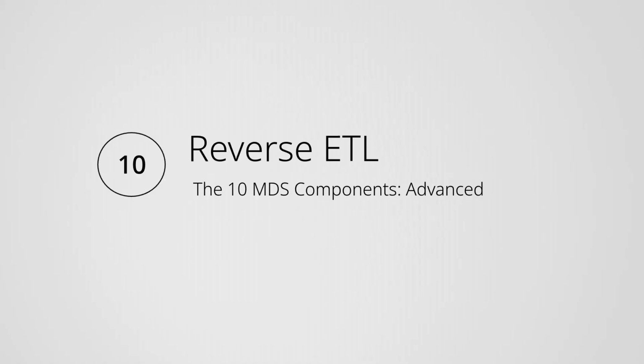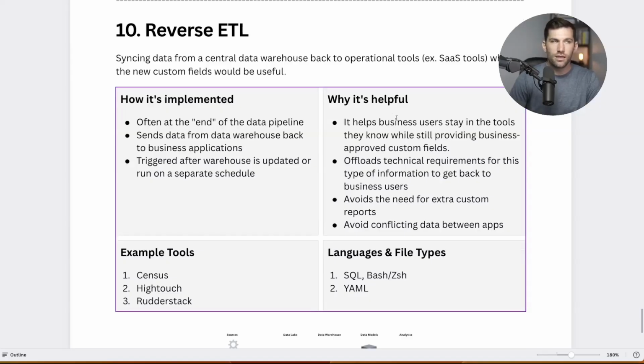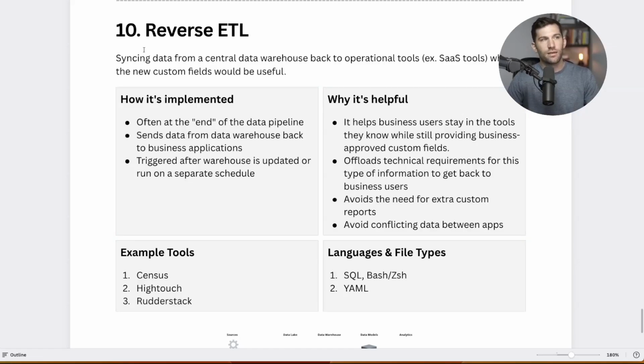Now, wrapping things up, number 10 is a concept called reverse ETL. And this is something that is relatively newer, I think, to the data landscape and is something that I would say most teams don't need to worry about for a while, but it is a concept to be familiar with because at some point there are absolutely use cases for this. And this is something that has seen more investment over the last few years.